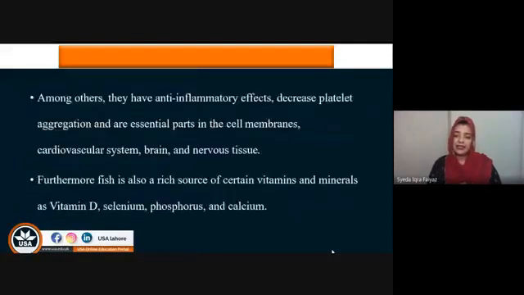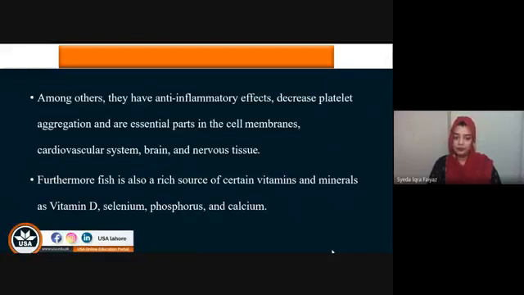Amongst others, they have anti-inflammatory effects, decrease platelet aggregation, and are essential parts of the cell membrane, cardiovascular system, brain, and nervous tissue. Like I told you earlier, they also have anti-inflammatory properties. So they are going to play an essential role in the cell membranes. They are also going to play an essential role in the cardiovascular system, in the nervous system, and obviously in the nervous tissue.